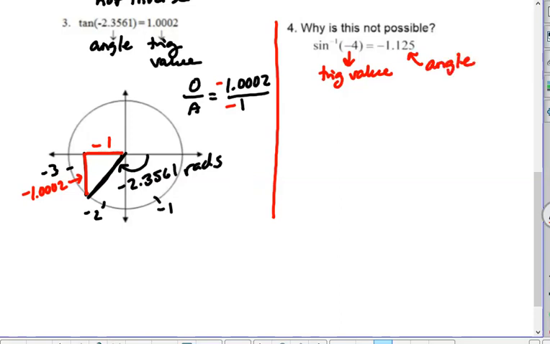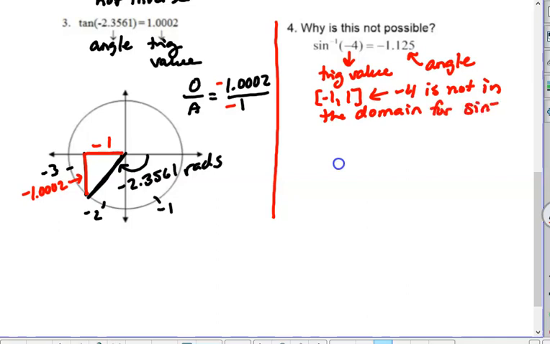Most of you probably are recognizing that the trig value is not correct because for inverse sine, the domain is -1 to 1. So -4 is not in the domain for inverse sine. So the question is, why is -1 to 1 the domain? Why does -4 not work?